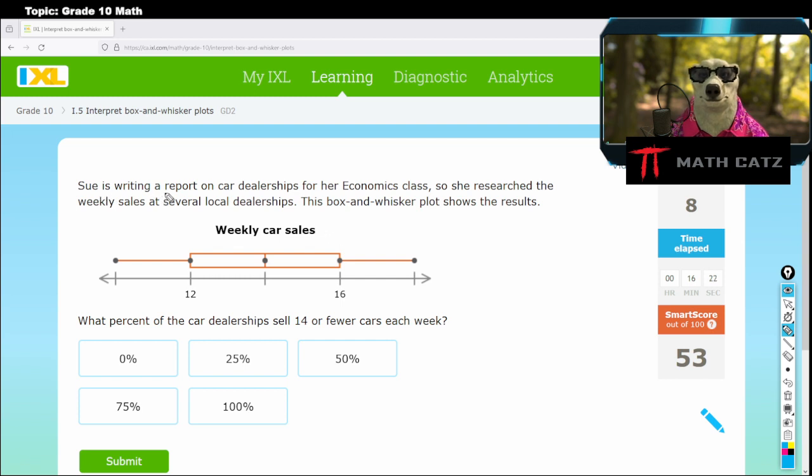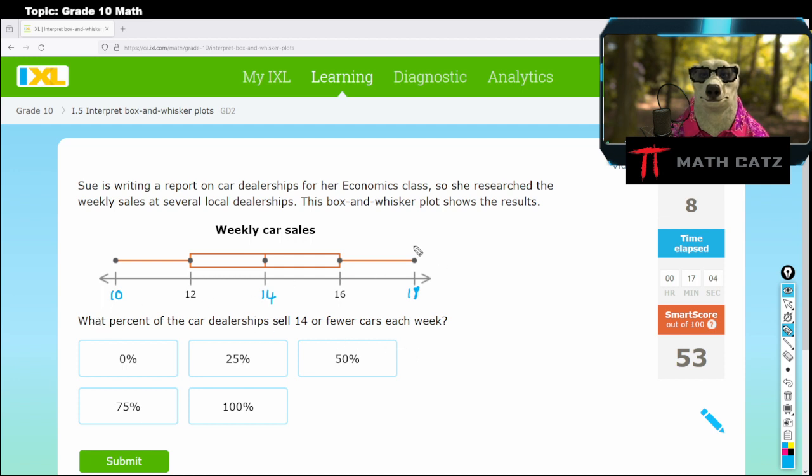Sue is writing a report on car dealerships for her economics class, just some background. So she researched the weekly sales at the dealership. So my data points are weekly car sale numbers in this case. The box and whisker plot shows the results and how it's spread around. A pretty nice even spread here. So they're indicating here that this 12 to 16 is a 4 unit gap. So this is halfway. So this will be 14, and so this will be 10, and this will be 18.